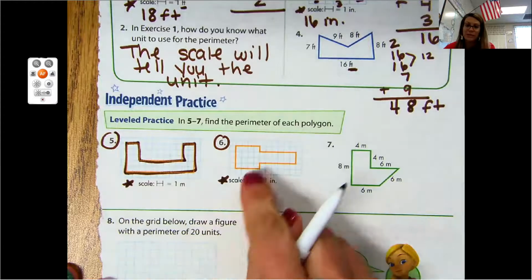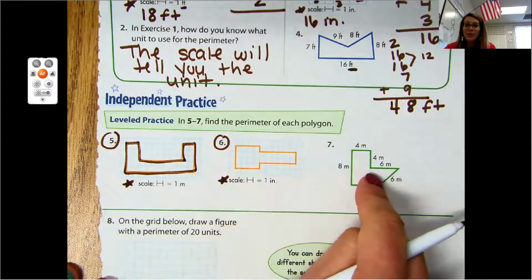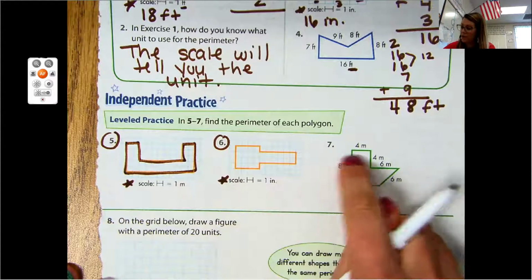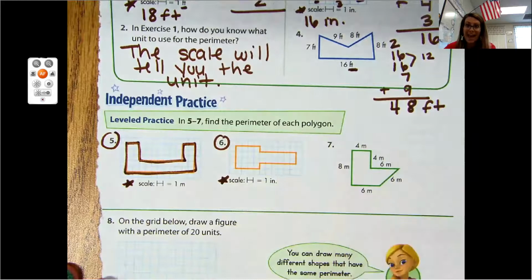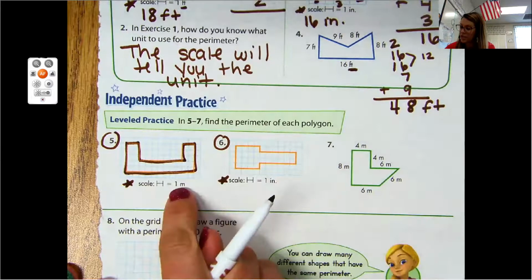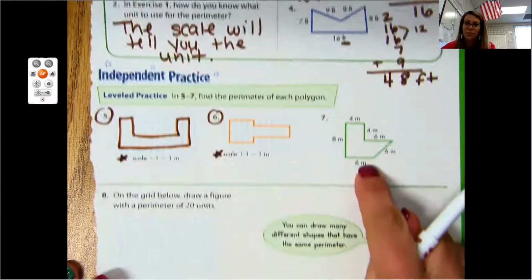Okay, you're going to do the same thing over here. Number 7, you don't have to do that first step. They already gave you the lengths. So you're going to just what? Add them up. Pay attention to the measurement, to the unit. Don't forget to put that in your answer.